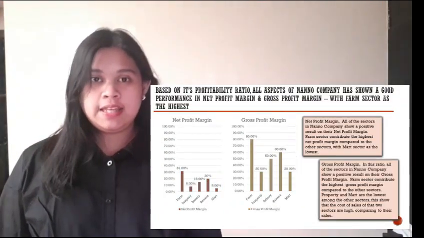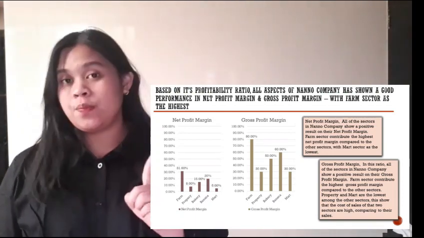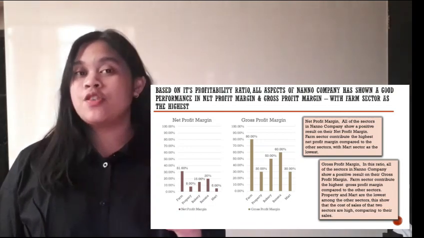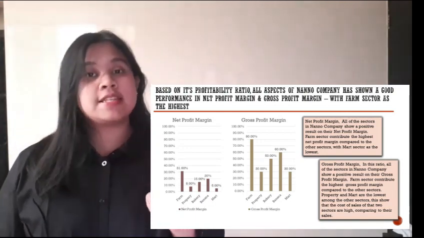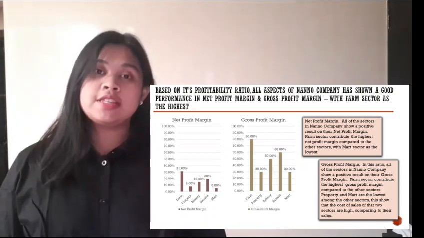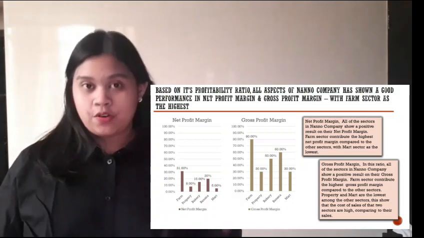Next, profitability ratio. We have four different ratios. The first one is net profit margin, the second one is gross profit margin, the third one is return on investment, and the last is return on equity. I'm going to tell you about the first two of the ratios. The first one is net profit margin.